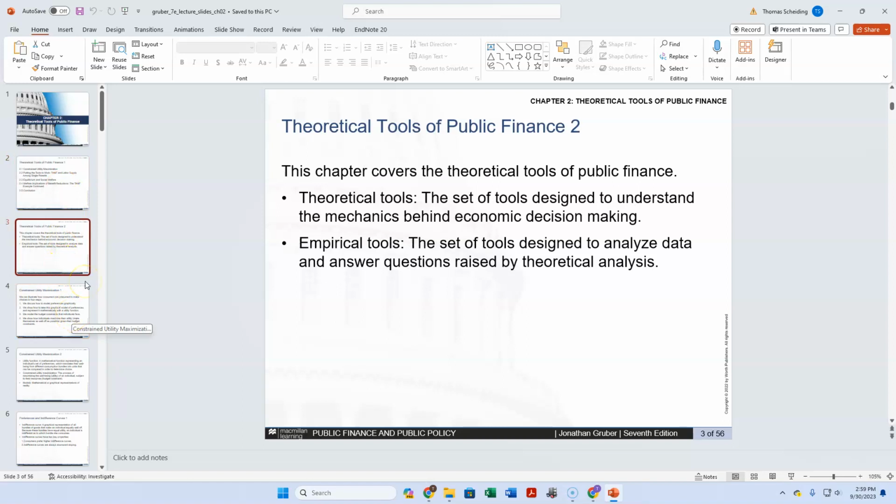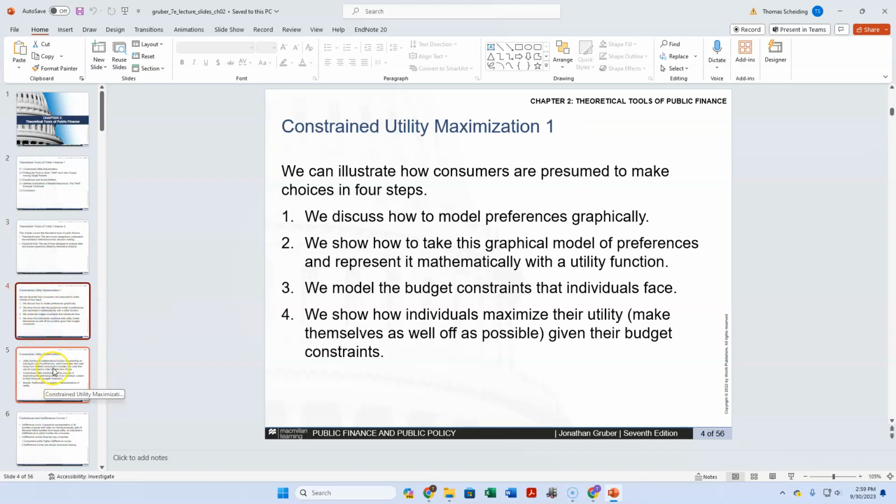Okay, so we're going to start here in chapter 2 looking at the theoretical tools. In chapter 3, we start to look at the empirical tools. Okay, so let's start this off by talking about constrained utility maximization and what it is. All this slide tries to remind us is how we think about indifference curves and budget constraints.